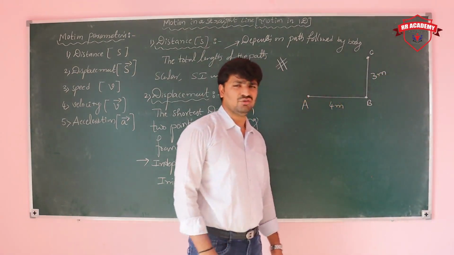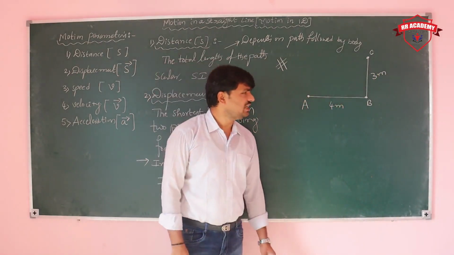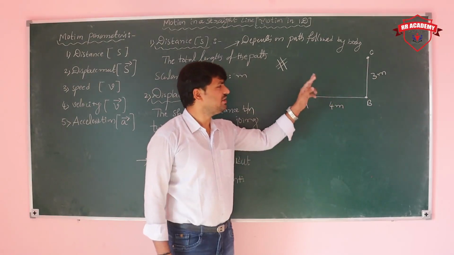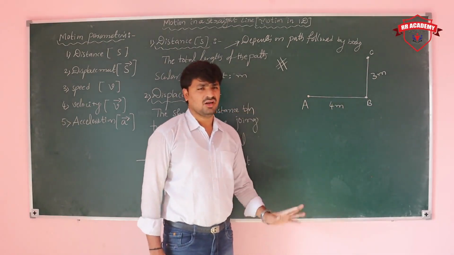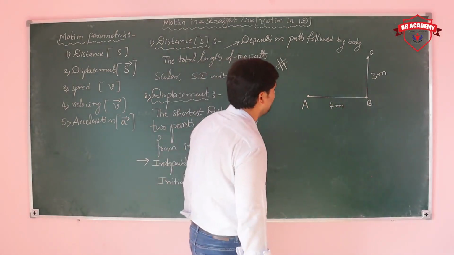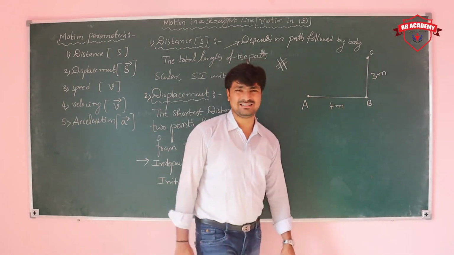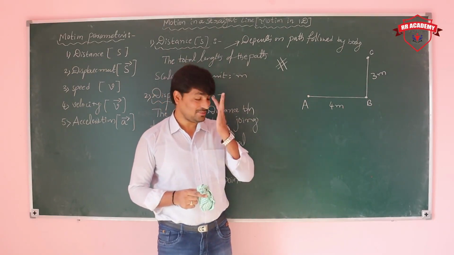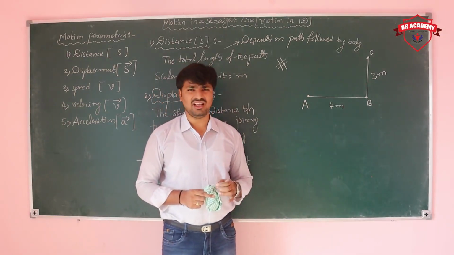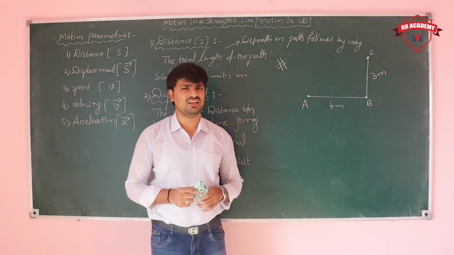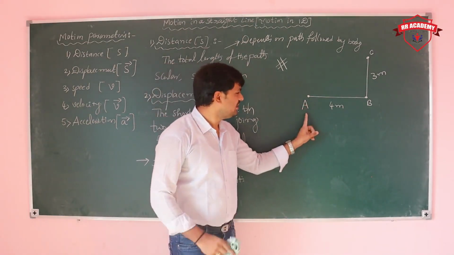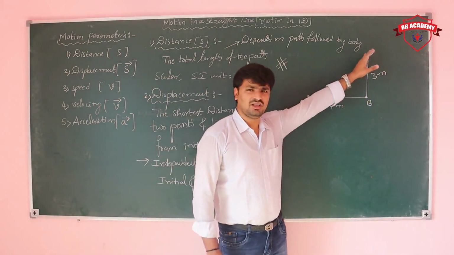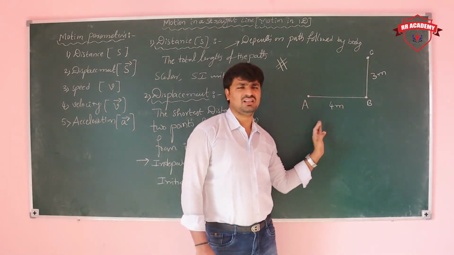A to B, 4 meters. B to C, 3 meters. Now, what about the displacement and the distance of the person? Distance and displacement of the person. According to the definition of distance, what can we say? A to B, 4 meters, B to C, 3 meters. So, what is the distance?